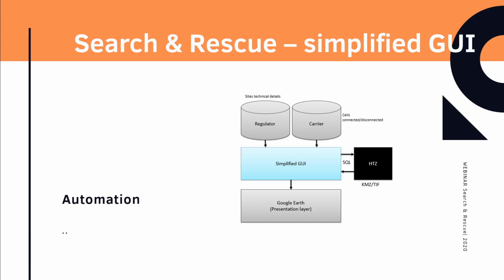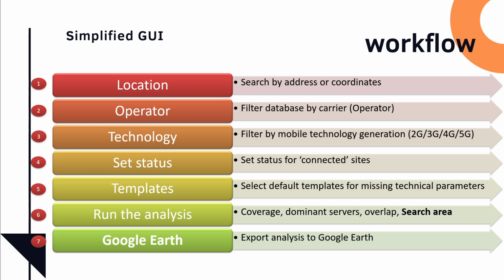Okay, so some of the information you need are site coordinates, transmission power, frequency, and tilting, antenna height, and so on. Now let's talk about automation. So now we're going to focus on this simplified GUI and talk about the sequence of configuration or functions that need to be established in order to produce the final outcome. So it's a 7-step process.